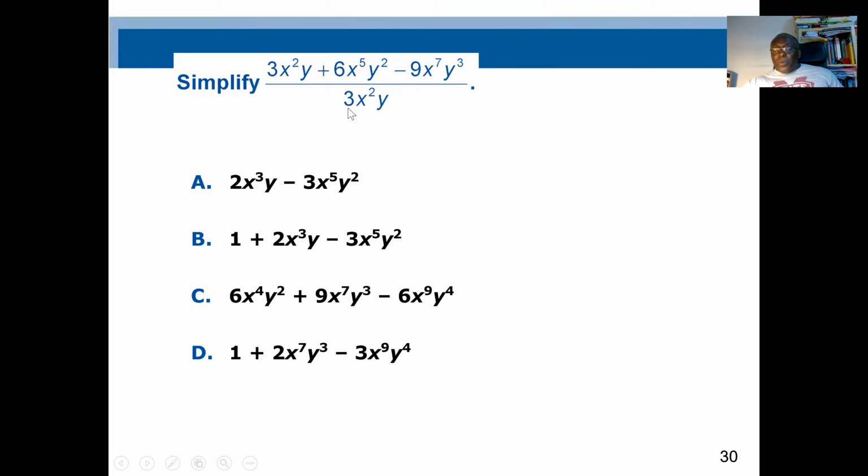Here again, we have a monomial, so we don't have to do the long division. I'll just use the one term to divide each of the terms. So I divide 3x squared y by 3x squared y, 6x to the power 5 y squared by 3xy, then minus 9x to the power 7 y cubed by 3x squared y also. So B is the correct answer.